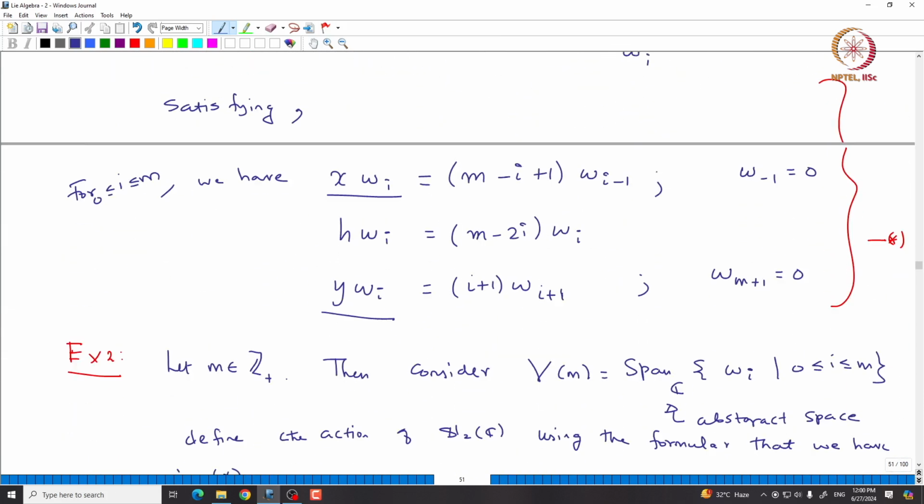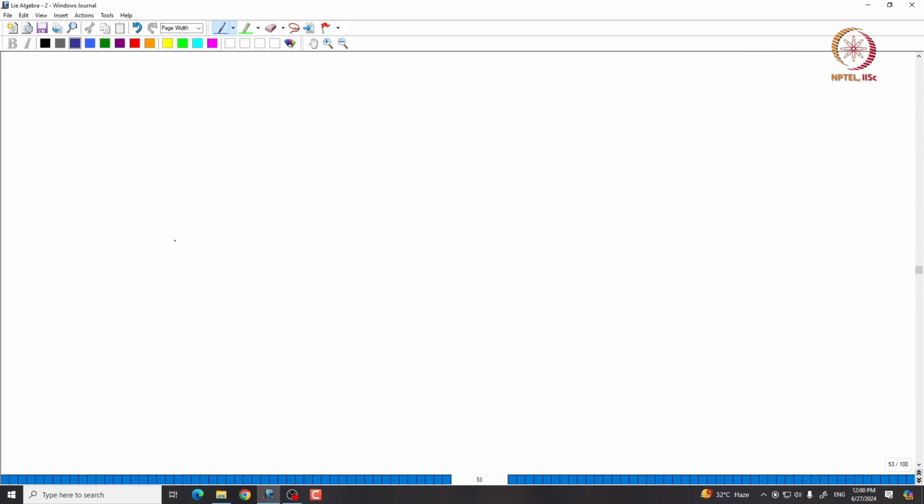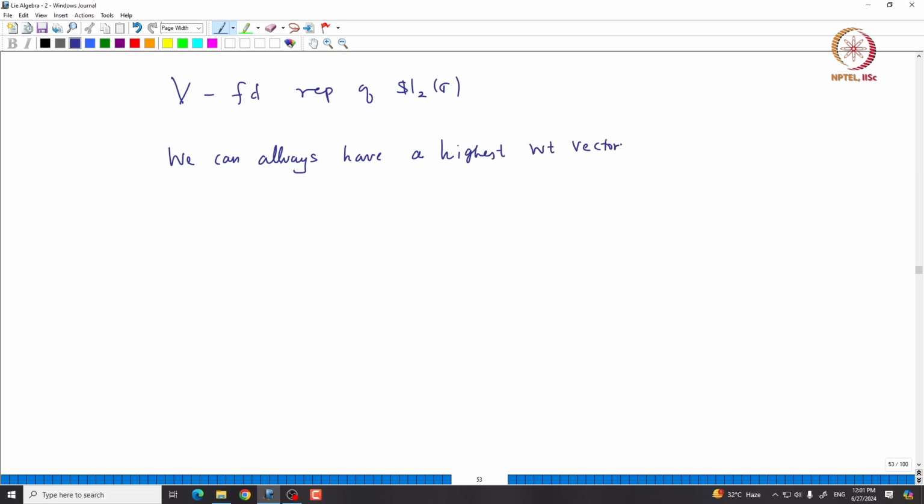So, now let us make one important observation. If we start with a finite dimensional representation, let us say a finite dimensional representation of SL2C, then we can always have a highest weight vector inside capital V. So, how can one guarantee this?